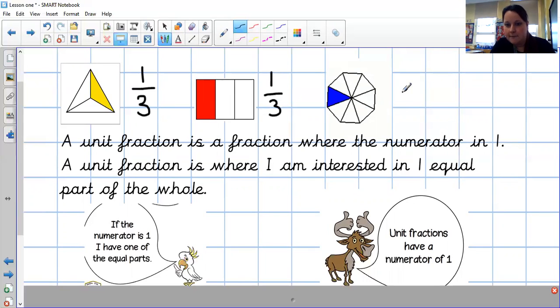Last fraction, again, I'm going to start with my fraction line. I've got 8 equal parts, so my whole has been split into 8 equal parts, and that's my denominator. My numerator is 1 because I am interested in one of those equal parts. Therefore, all of those examples are unit fractions because they have a numerator of 1.